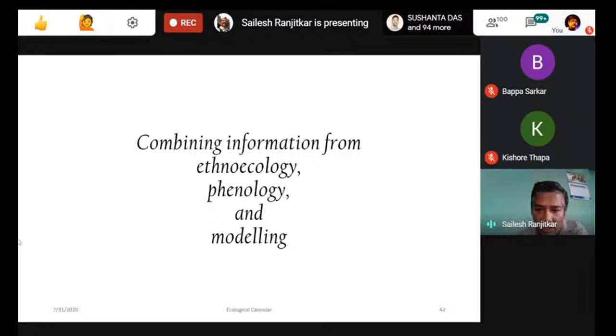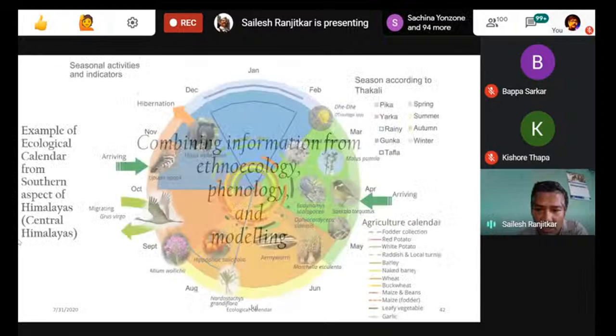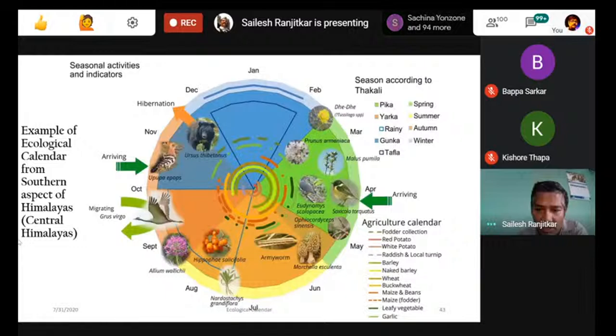Now, combining information from all these sources, such as ethnoecology, phenology, and the different modeling work, what we can get is a certain kind of integration of all this information. So this is an example of an ecological calendar from the southern aspect of the Himalaya in central Nepal.